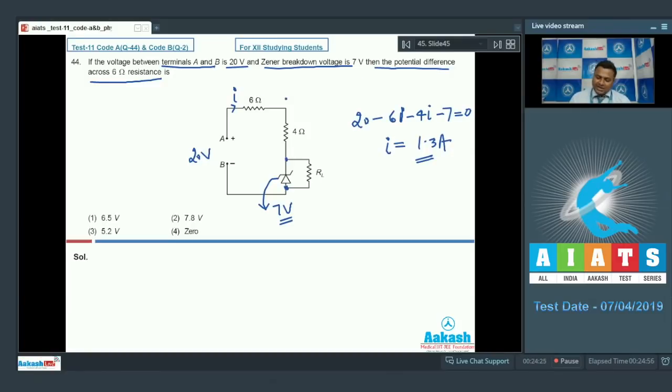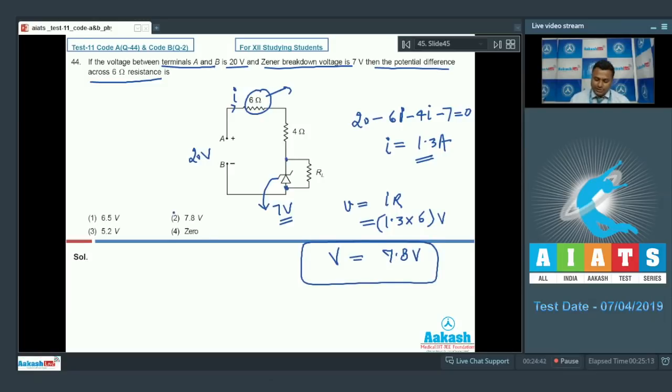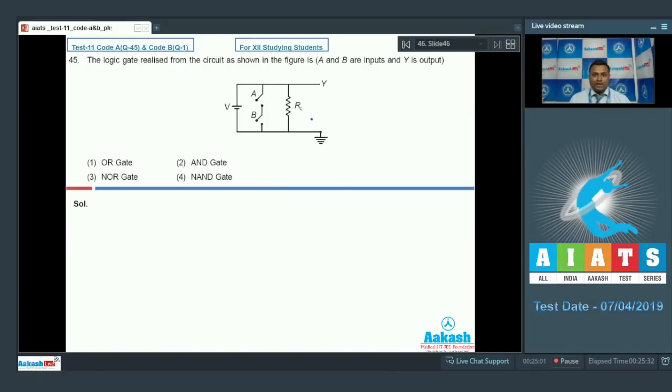Now the potential difference across this 6 ohm, that is V, will be what? I into R, that is 1.3 into 6 volt, and after solving we'll get the value 7.8 volt. So we can say that option number 2 is absolutely correct. We'll go with this option. Now move on to the next, that is 45 number. So here is question number 45, everyone. The logic gate realized from the circuit as shown in figure is, where A and B are input and Y is output. So this is the type of circuit given.